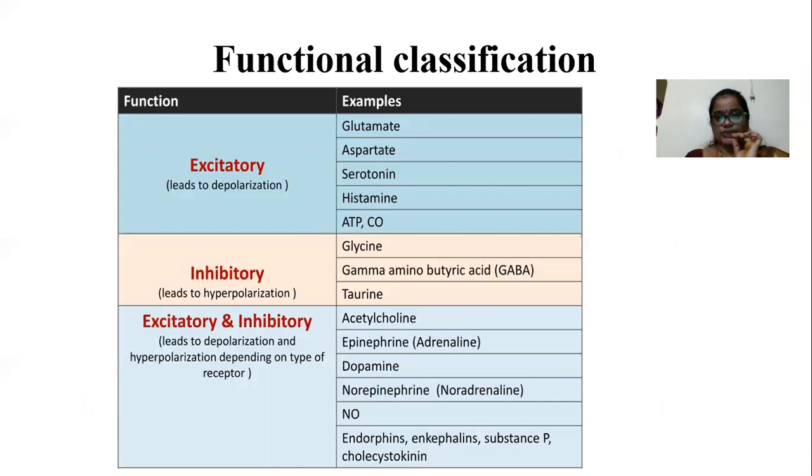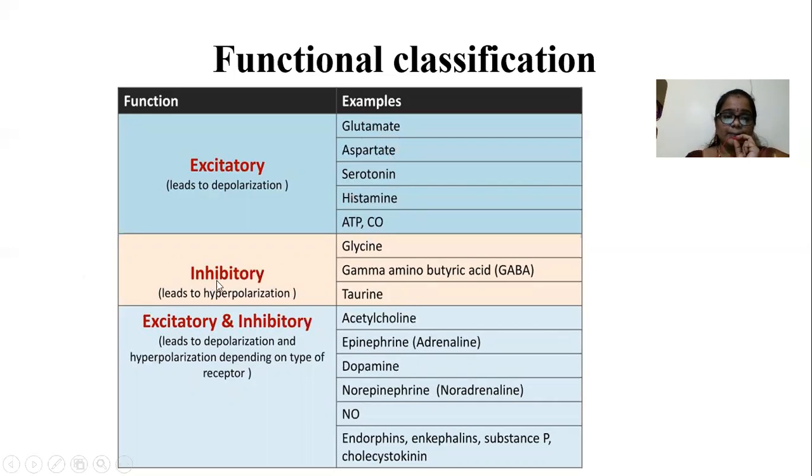Next, functional classification of neurotransmitters. They are divided into three main categories: excitatory neurotransmitters, inhibitory neurotransmitters, and excitatory and inhibitory neurotransmitters. Excitatory neurotransmitters may lead to depolarization. They promote the generation of electrical signals. Examples of excitatory neurotransmitters are glutamate, aspartate, serotonin, histamine, adenosine triphosphate, and carbon monoxide.